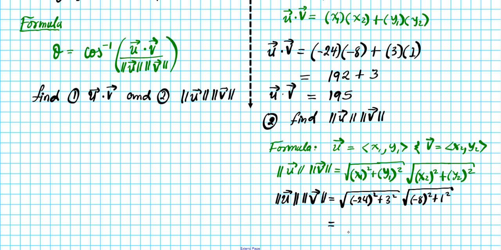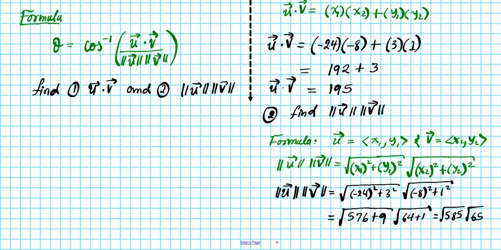Okay, let's go ahead and simplify. 24 squared is 576 plus 9. And we're going to multiply that by the square root of 8 squared, which is 64, plus 1. That gives us the square root of 585 times the square root of 65. Okay? So when we do that, we're going to end up with the product.